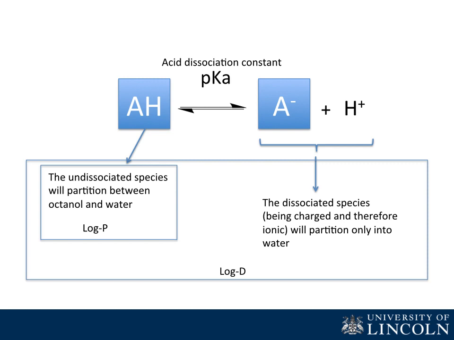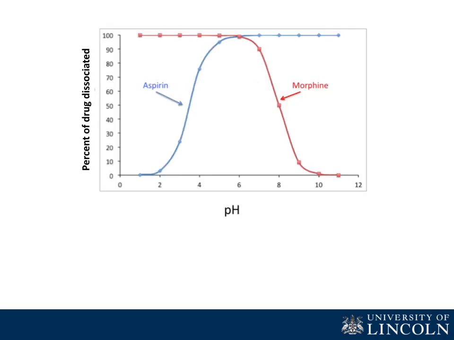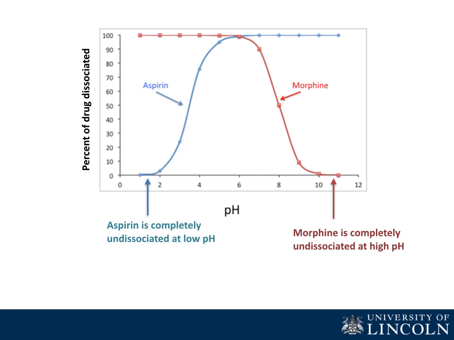Now let's just plot this out, so just explain this in a little bit more depth. Here is a graph with pH on the x-axis and the percent of drug dissociated on the y-axis, and I've plotted it out for aspirin and for morphine. And you can see here for aspirin it is completely undissociated. It is 0% dissociation at a low or acidic pH, because aspirin is an acid. And for morphine it is completely undissociated at the high pH.